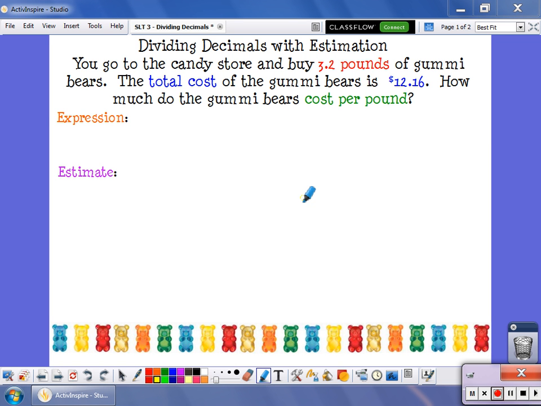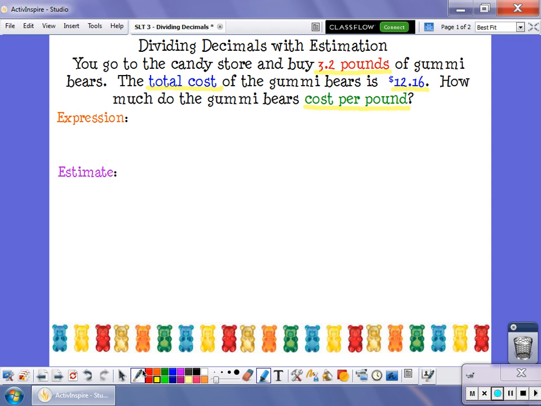You can use long division to divide decimals and then determine where your decimal point goes by using estimation. Let's look at this situation. You go to the candy store and buy 3 2/10 pounds of gummy bears. The total cost of the gummy bears is $12.16. How much do the gummy bears cost per pound?